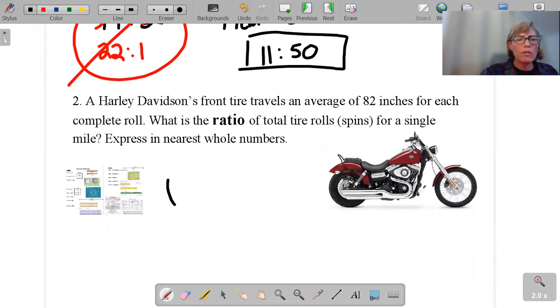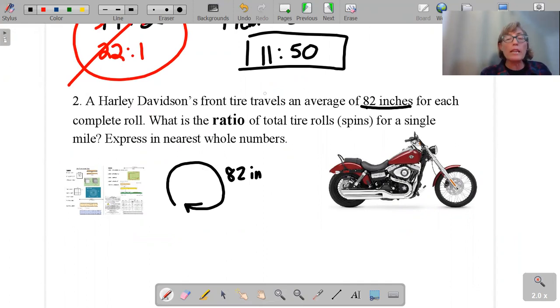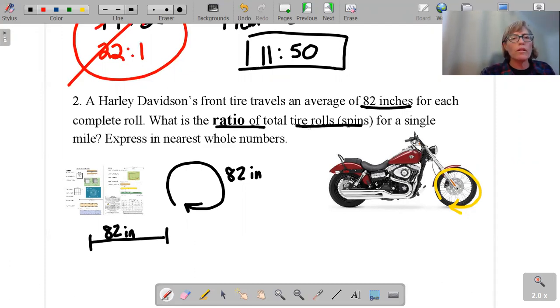A Harley-Davidson wheel travels 82 inches. Okay, 82 inches for each complete roll. So when that tire rolls all the way around, it goes 82 inches. What is the ratio of tire rolls for a mile?